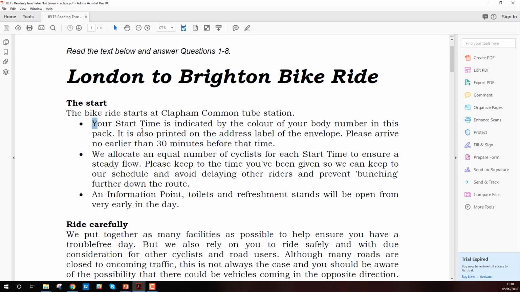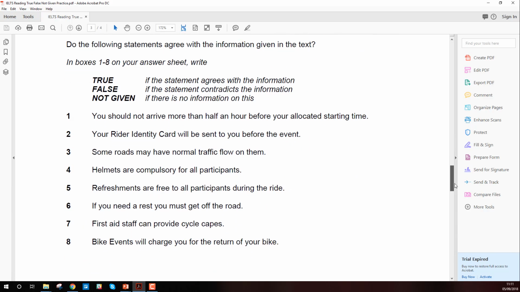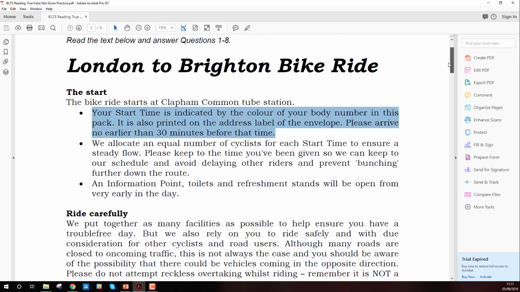Let's read the whole paragraph to make sure that it's the correct part. Your start time is indicated by the color of your body number in this pack. It is also printed on the address label of the envelope. Please arrive no earlier. So talking about arrive. So I'm pretty sure that this is correct. You should not arrive.